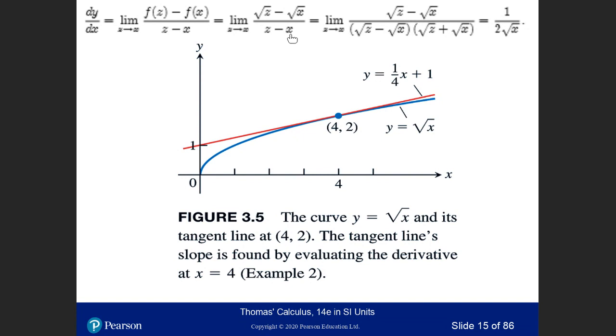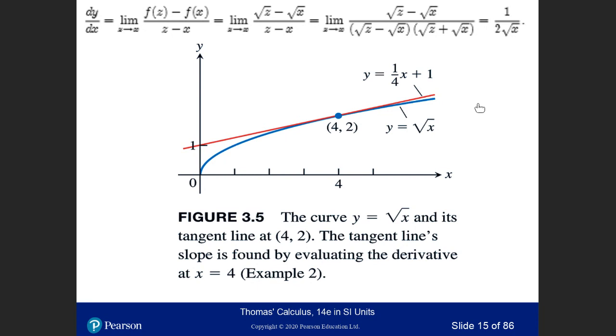Now I can factorize z minus x, because z minus x is equal to square root of z minus square root of x, times square root of z plus square root of x. When you multiply these two, you get z minus x. But right now these cancel out, and as z approaches x, you have 1 over 2 square root of x as the derivative of the function y is equal to square root of x.